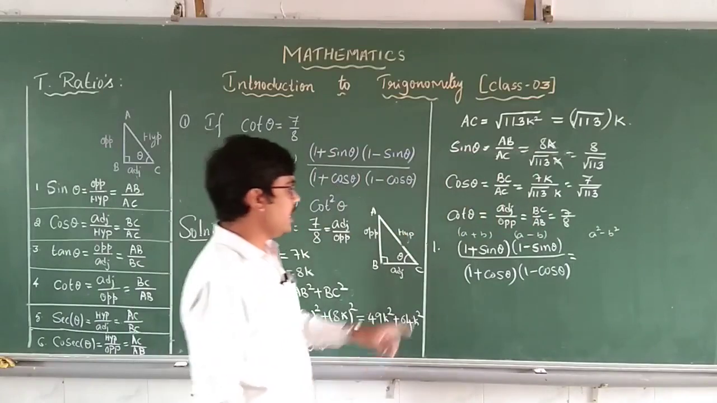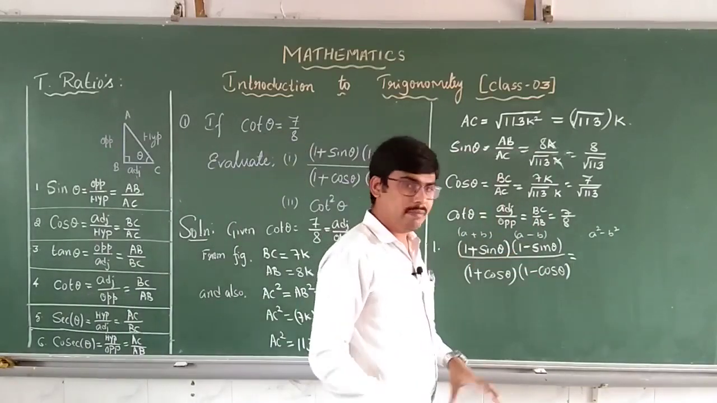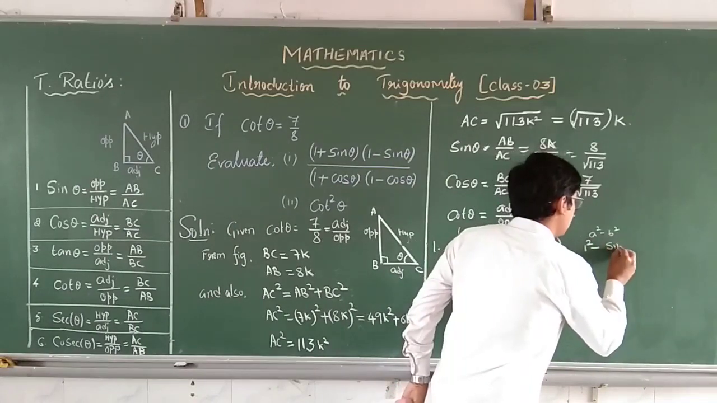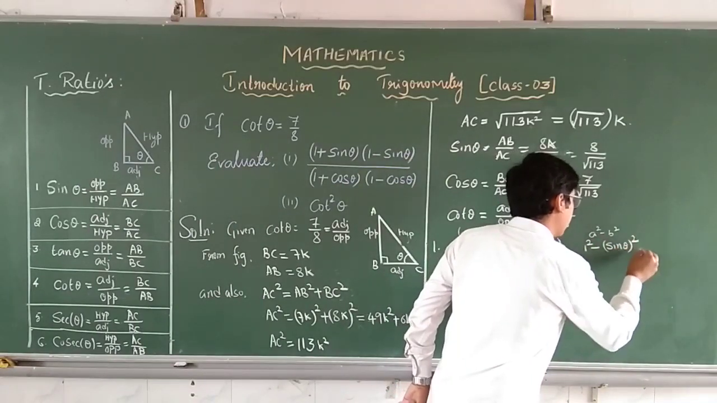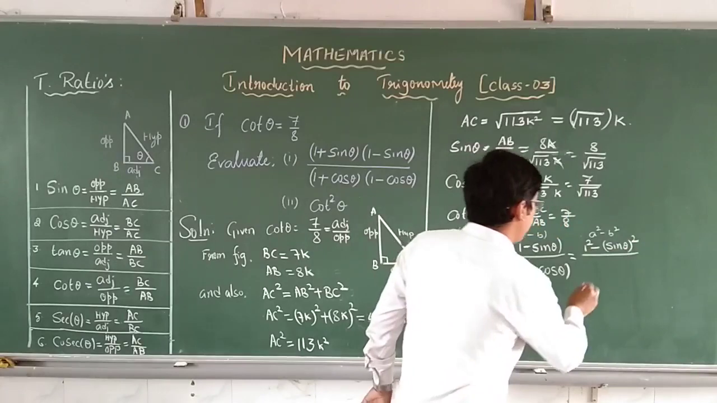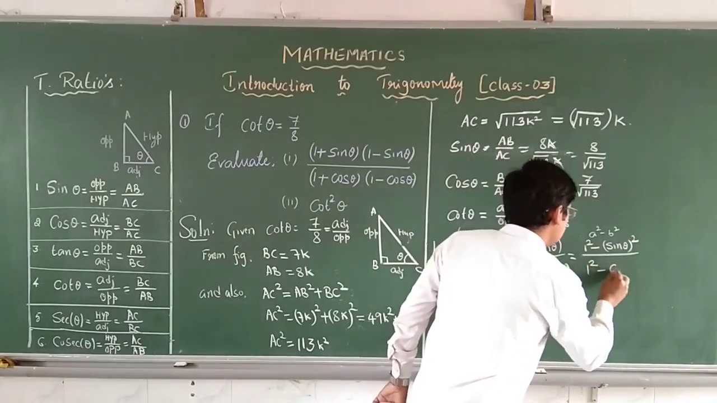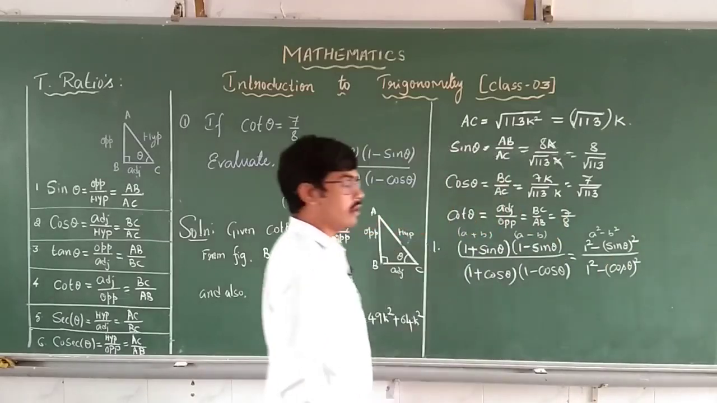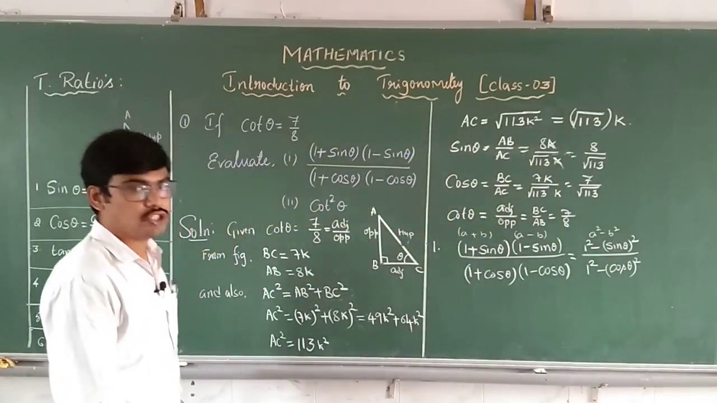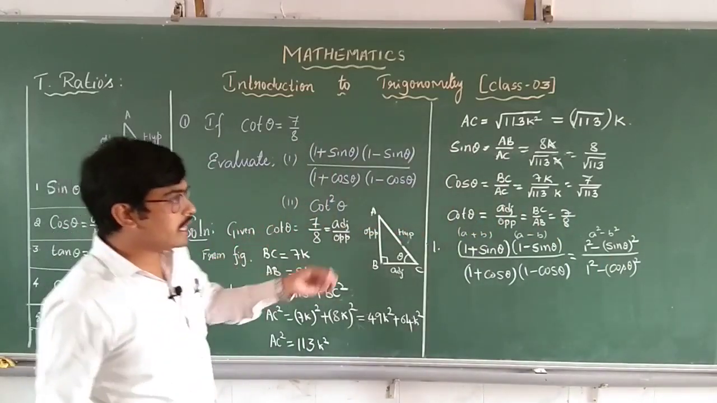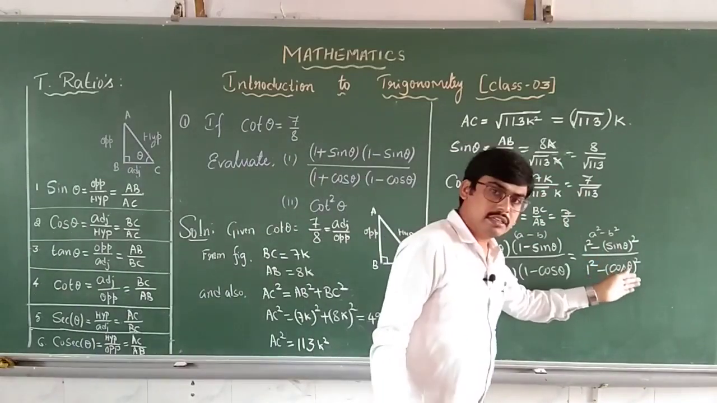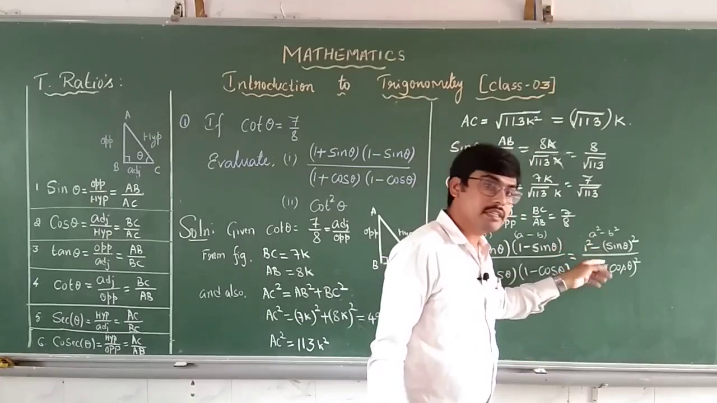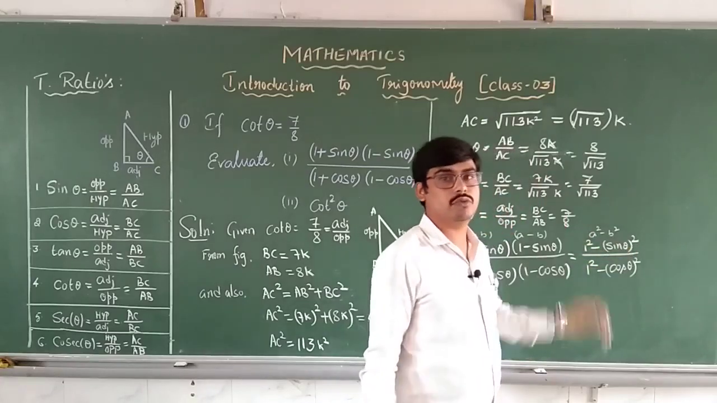So I can write 1 plus sin theta into 1 minus sin theta as 1 square minus sin theta whole square. Here I will get 1 square minus cos theta whole square. Then what is the square of a trigonometric ratio? In my last class we didn't get the square of a function or square of a ratio, but here we are getting a square of a ratio.